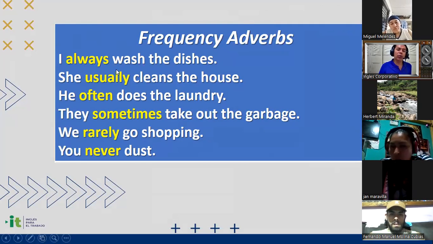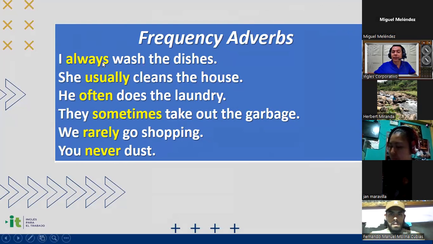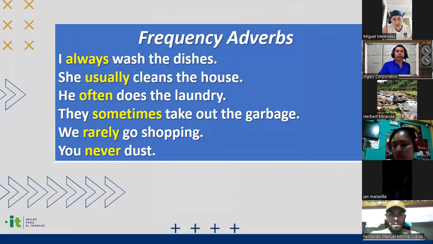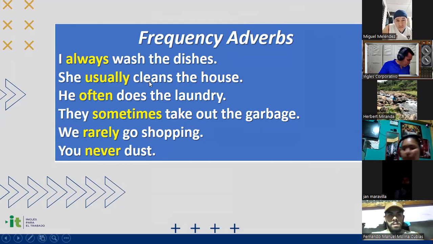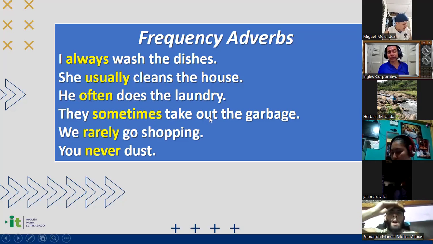Miren, I always wash. ¿Cuál es el sujeto? I. ¿Cuál es el verbo? Wash. Y en medio de ambos, always. She usually cleans the house. She is the subject and cleans is the verb, right? Entonces, en medio del sujeto y el verbo, ahí vamos a poner usually. He often does the laundry. They sometimes take out the garbage. Ellos algunas veces sacan la basura.